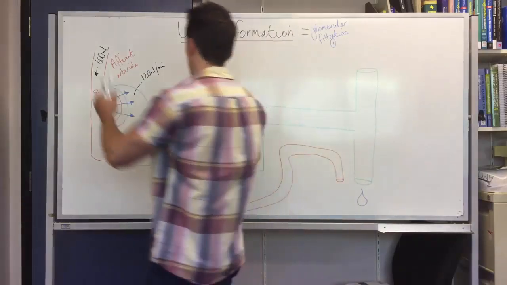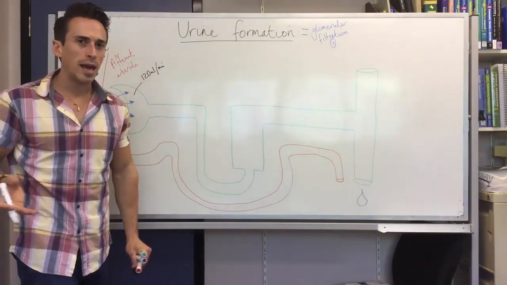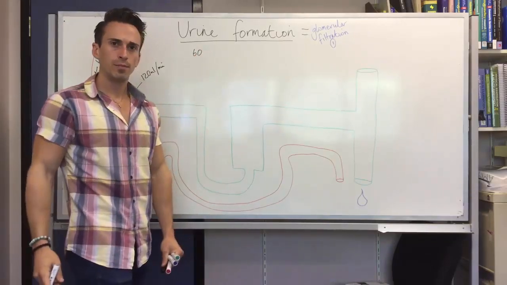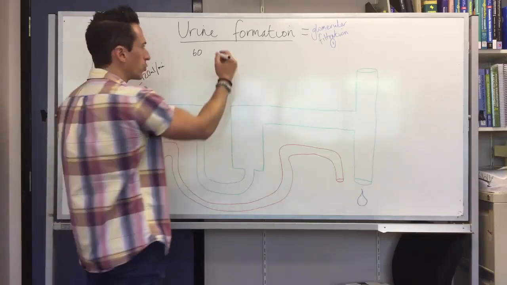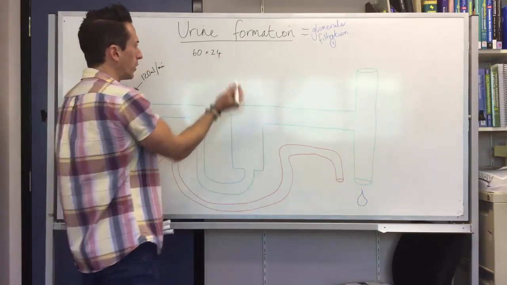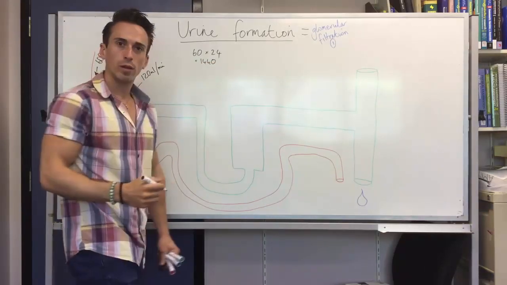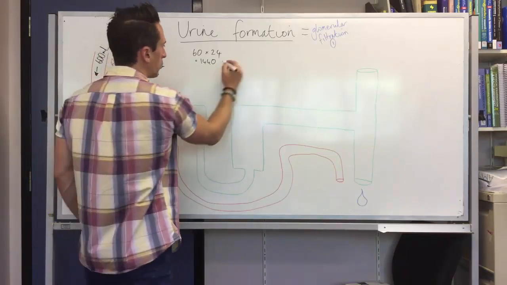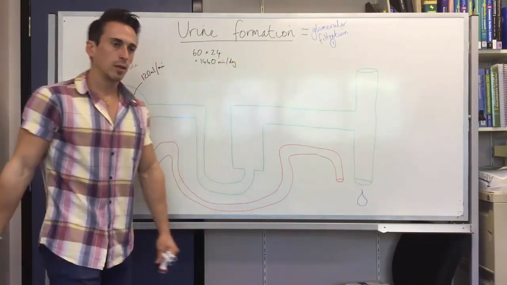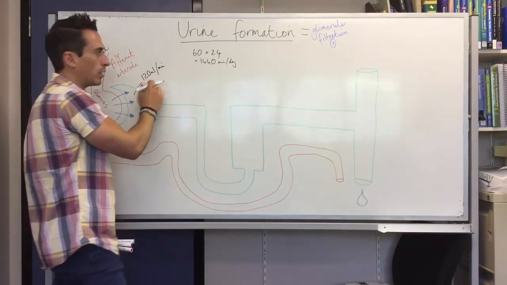Now, let's do some very quick maths. How many minutes are there in an hour? 60 minutes in an hour. How many hours are there in a day? 24. So 60 times 24 is 1440 minutes. You have 1440 minutes in a day. And you have 120 mils per minute being made.